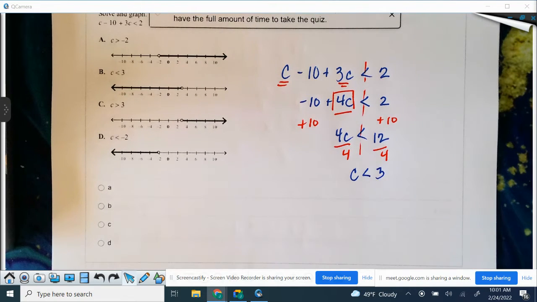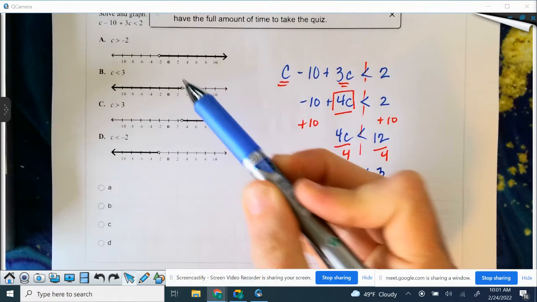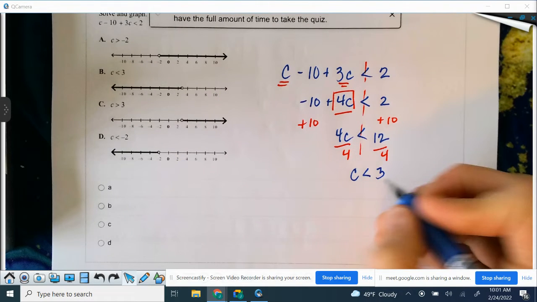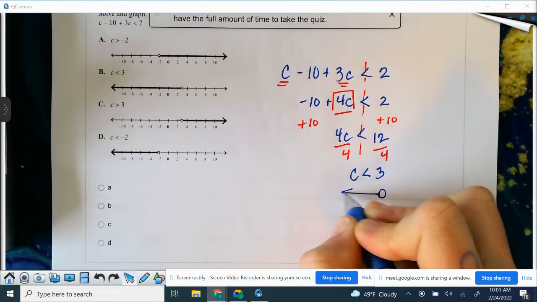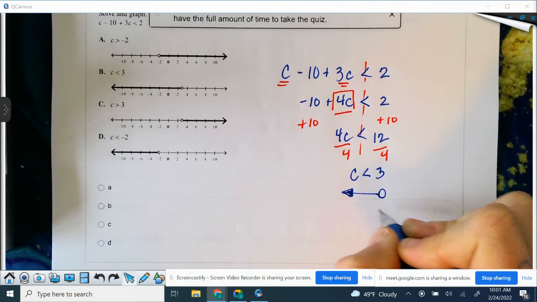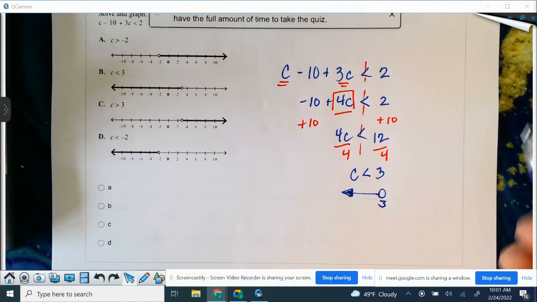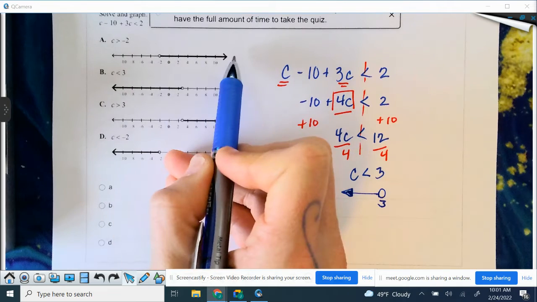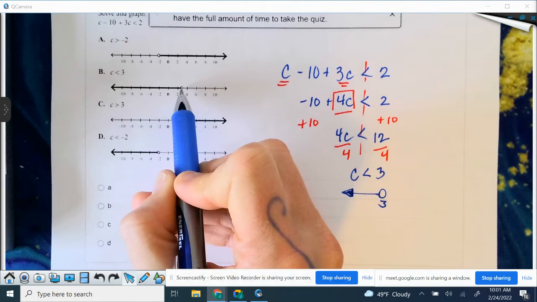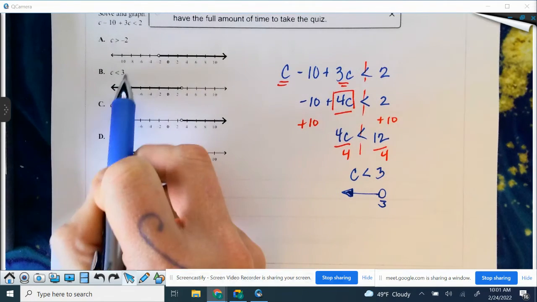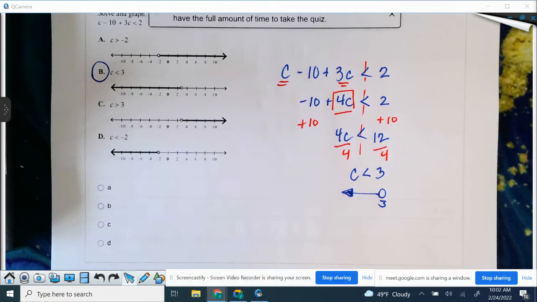So we're looking for an open circle. All 3 of our choices have open circles. And it's going to be shaded to the left because it's less than. So at 3, well, this one's at negative 2 and shaded to the right, so that's no good. This is at 3 and shaded to the left with an open circle, so you also see your answer. So it should be B.